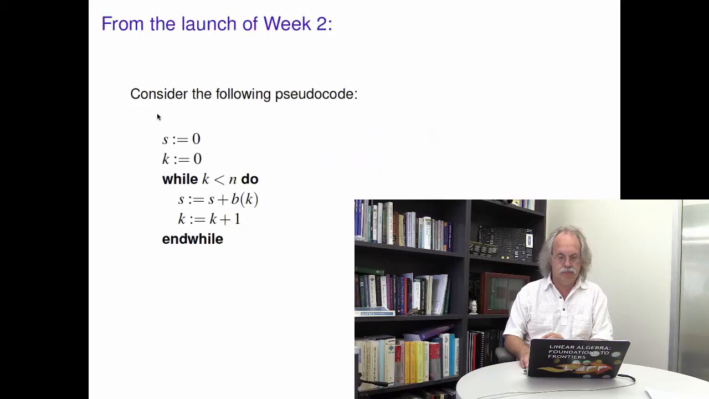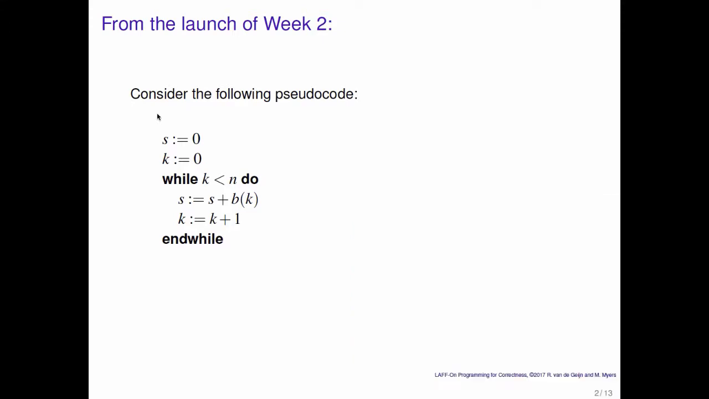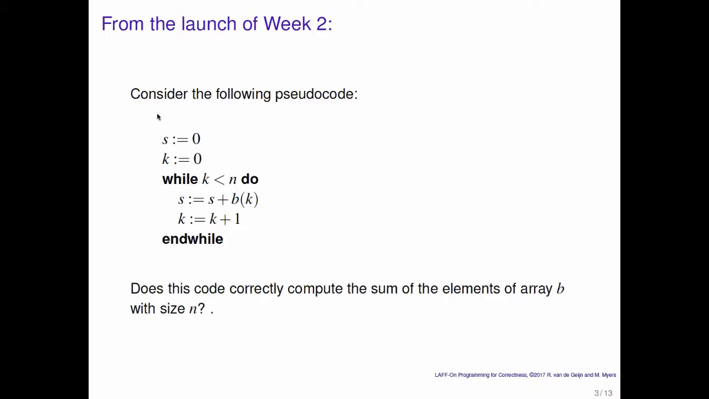Okay, so this is the moment you've been waiting for ever since week 1. How to actually prove programs correct. So let's go back to that example with which we launched week 1 and week 2. Here's the code. What is it supposed to do? It's supposed to sum the elements in array B where the size of array B is n. And what does it do?